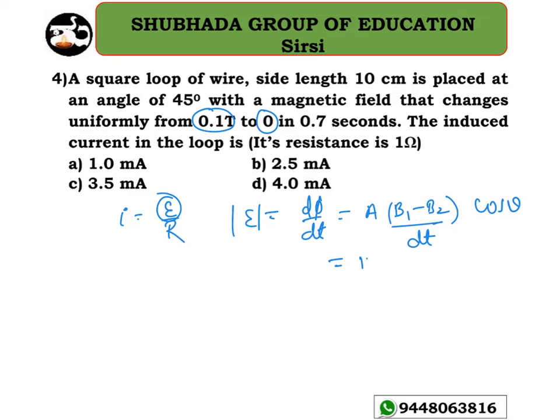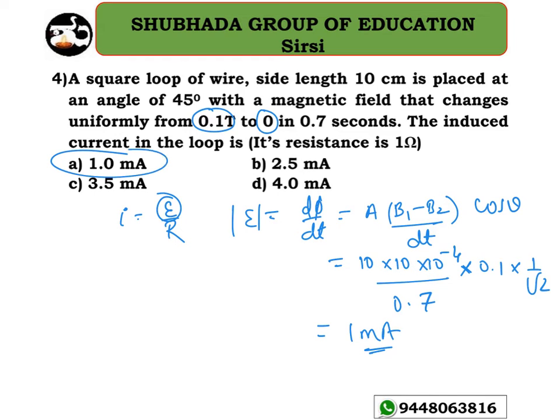Now the area is 10 centimeter into 10 centimeter, that is 10 to the power of minus 4 now. Okay, into the change in magnetic field, which is 0.1, right? And cos 45 degree is 1 by root 2, divided by the change in time, 0.7 seconds. If you solve this one, you will get it as 1 milliampere. Okay, 1 milliampere. So option A is the right answer for this question.